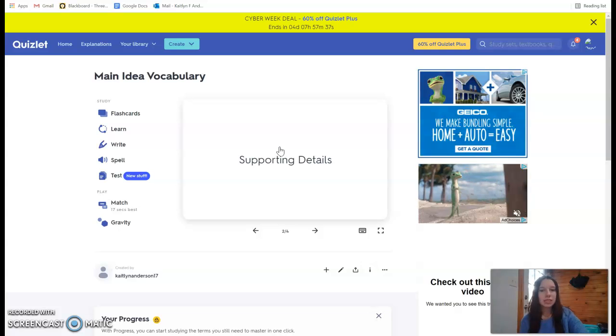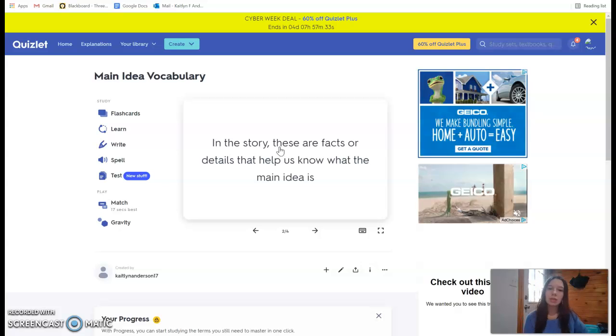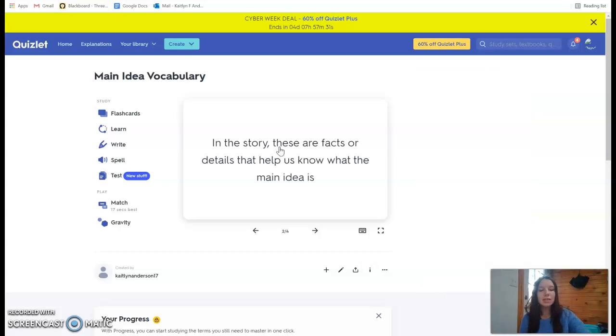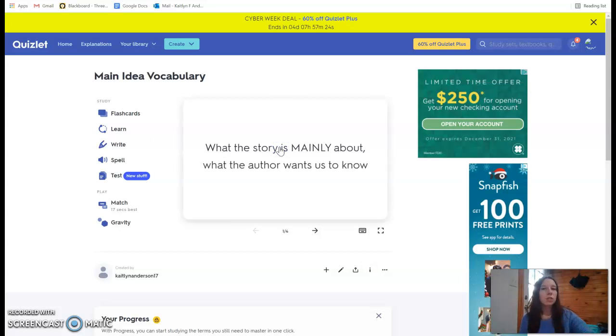We have supporting details, which are in the story. These are facts or details that help us know what the main idea is. And finally, we have the main idea, which is what the story is mainly about. It's what the author wants us to know.